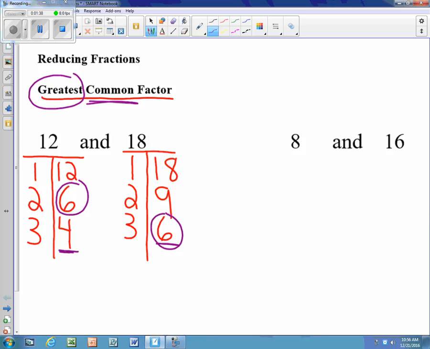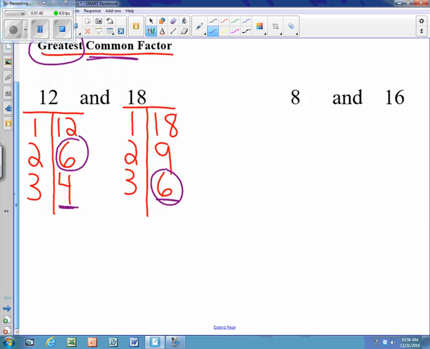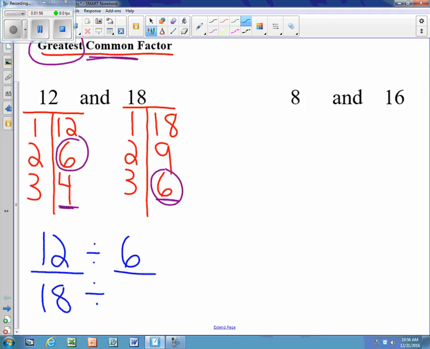So some of you might be wondering, well, why are we doing this? We're doing this because sometimes you'll have a fraction that looks like this. And in order to reduce it, I have to divide the same number by the top and the bottom to make it smaller in order to simplify. So I want to find the GCF, and in this case it's 6, which we just did. And when I do that, I end up with 2/3, and that is how I simplify or reduce my fraction.